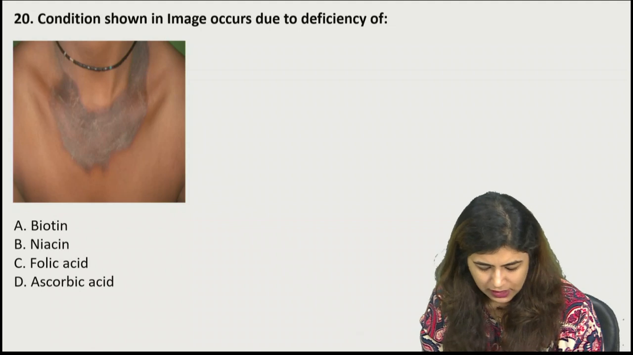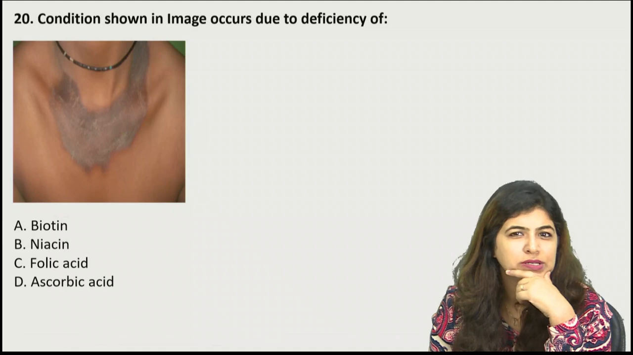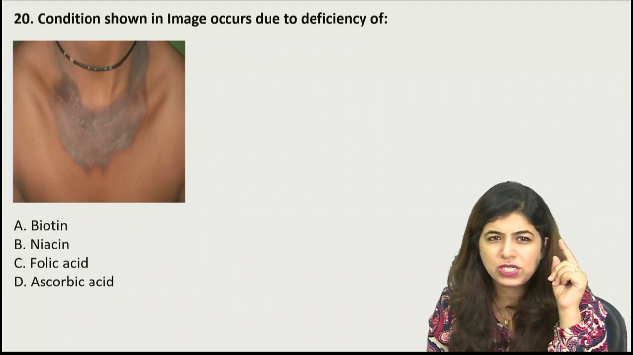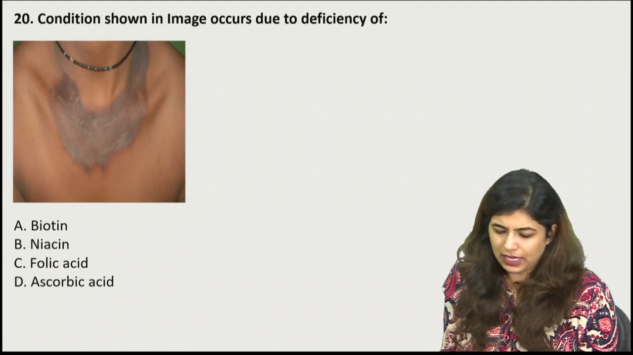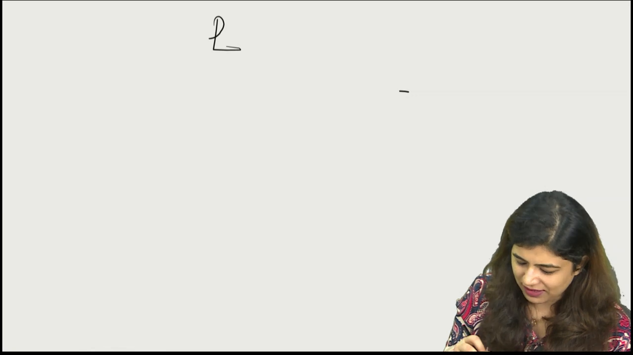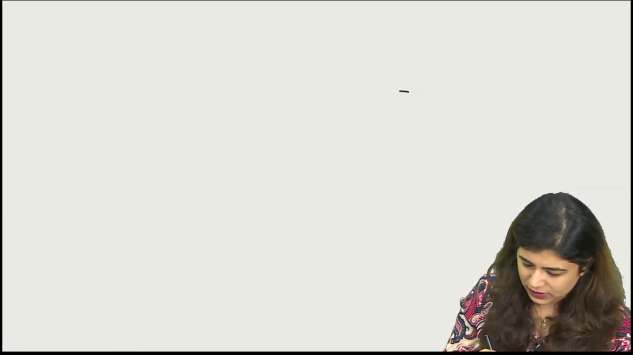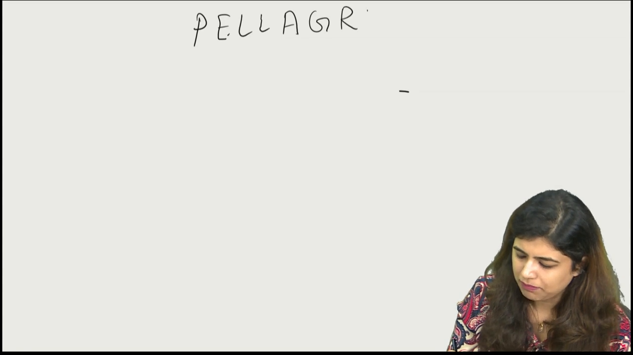In the options, I see there are some micronutrients mentioned. So this is probably a deficiency disorder. Now, I run my mind, in which deficiencies do I see a finding like this on the neck? And after thinking for a few seconds, I come to this diagnosis. What is my diagnosis? My diagnosis for this image is pellagra.